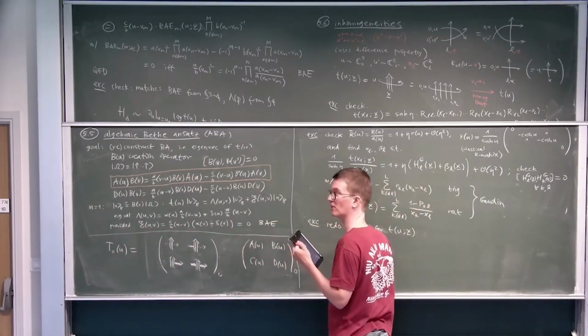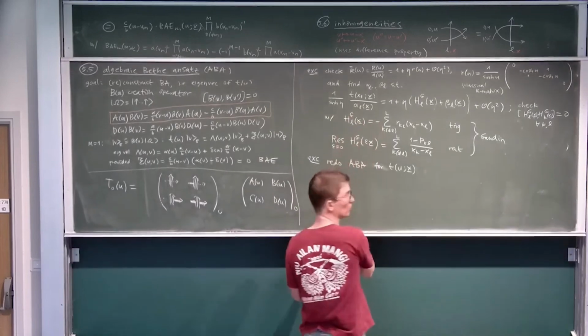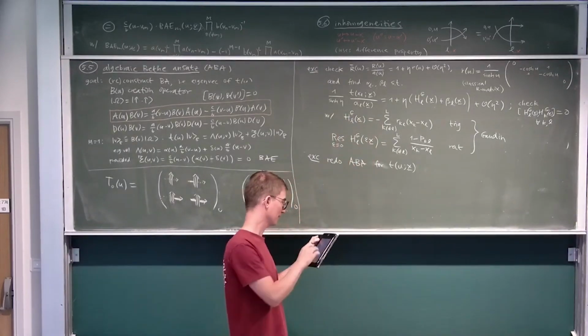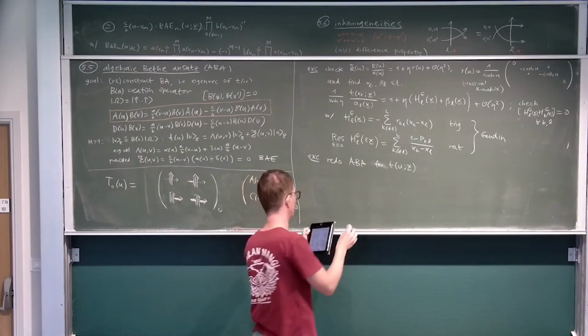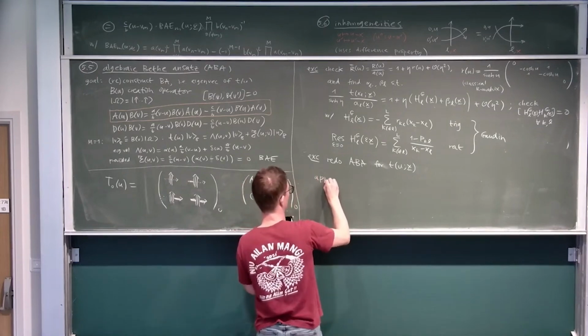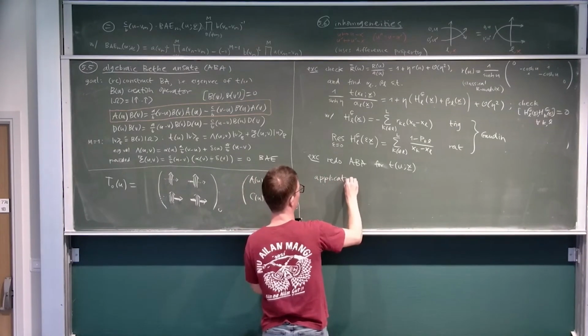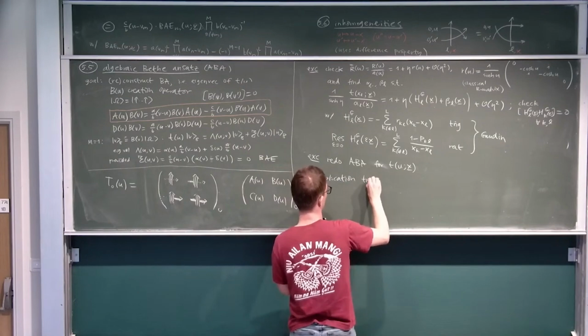There's another application which I promised to do for part 1, but for reasons of time, I wanted to do it following. So there's also an application of all these inhomogeneities to combinatorics.